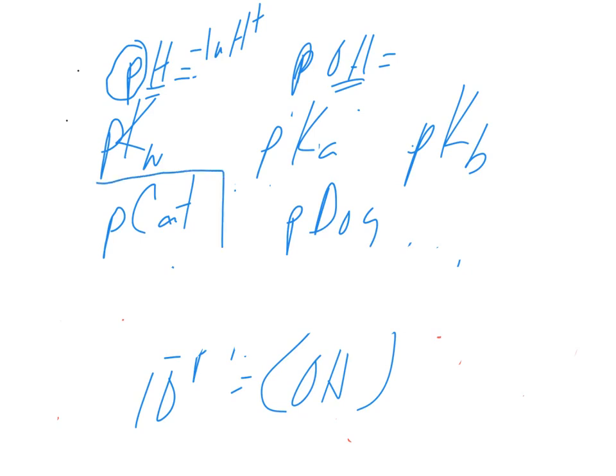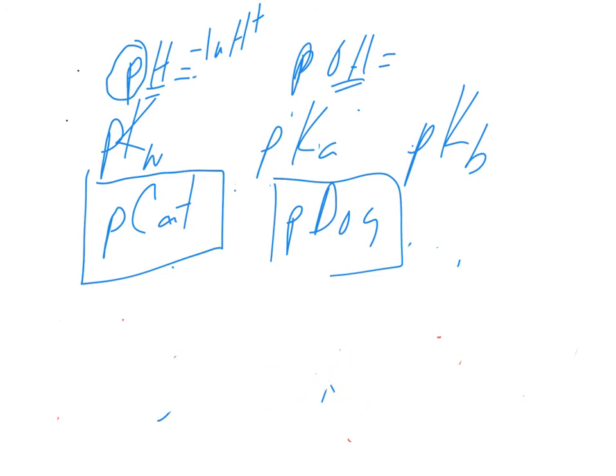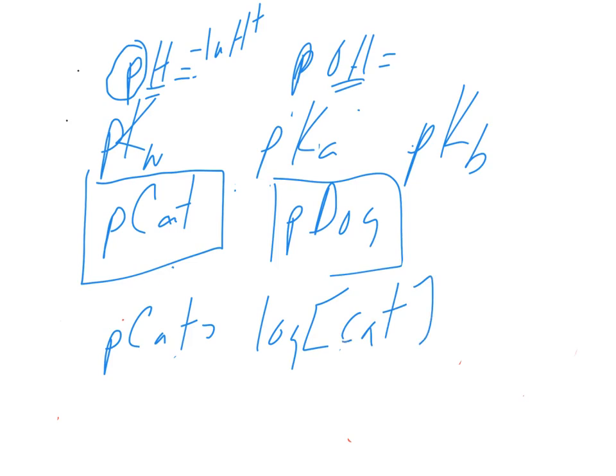But the one I want you to think about is, what about something called pcat or pdog? What would those measurements look like? Well, pcat, I suppose, is measuring the concentration of cats, but it's doing it logarithmically. So pcat would equal the log of the concentration of cats. So that little old lady that lives down the street that has 10 to the fourth cats, 10,000 cats, her pcat level, I guess, would be 4.